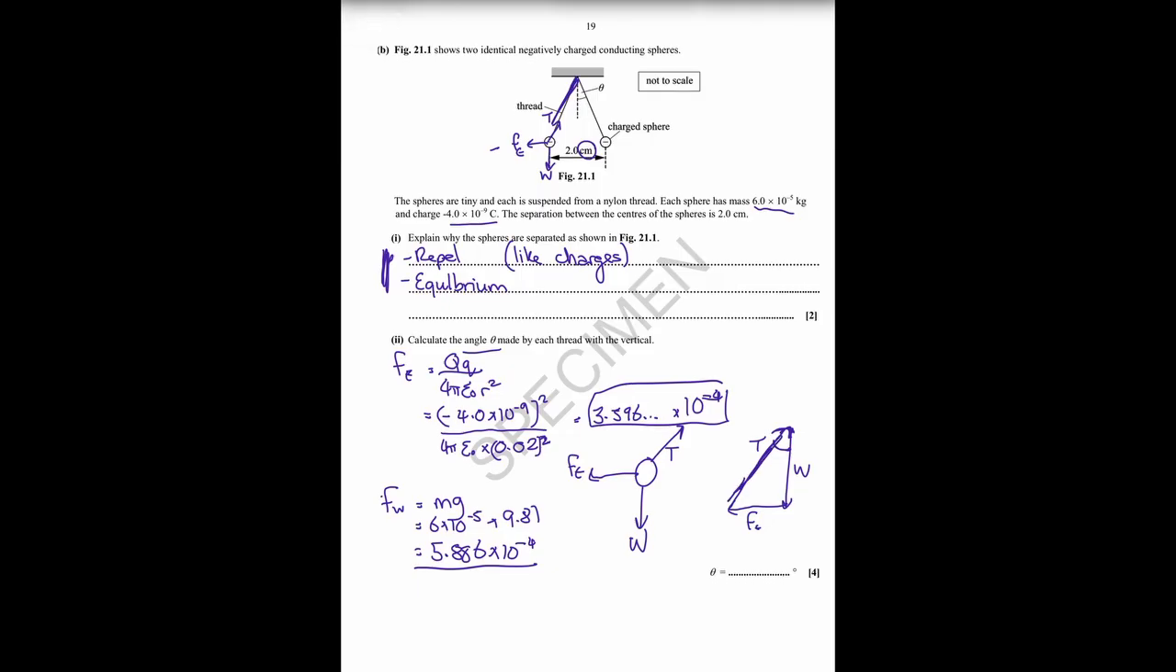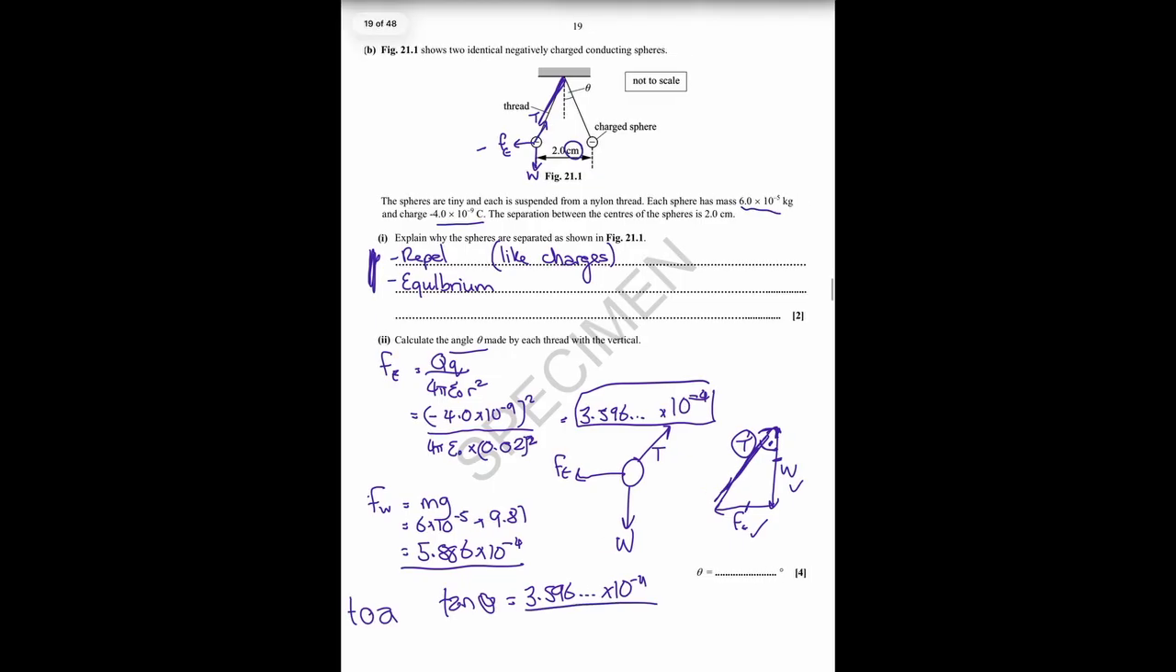So how am I going to work out the angle? Well, I've worked out this, I've worked out this. I don't care about this. So in relation to this angle, what are these things over here? I've got the opposite and I've got the adjacent. When I've got opposite and adjacent, I know it's going to be tan. So tan theta is equal to the opposite, which is the electric force, 3.596... times 10 to the minus 4, divided by the adjacent, which is 5.886 times 10 to the minus 4. I can put that in the calculator and it gives me that theta is 31. So I'm just going to put that there. How exciting.